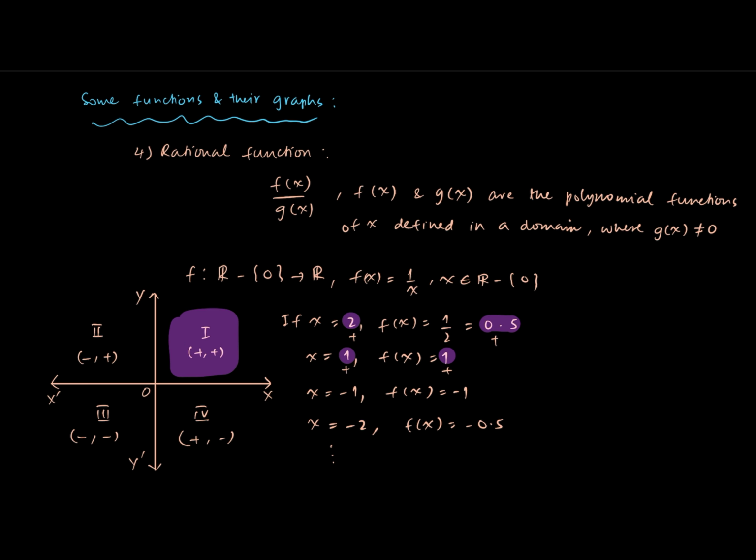Similarly, for x equal to negative 1, f of x is negative 1. And for x equal to negative 2, f of x, that is y, is negative 0.5. Which means that if the input is negative, the output is also negative. That means both values of x and y are negative. So this part of the graph will lie in this quadrant of the Cartesian plane, which means that this graph will be divided into 2 parts.